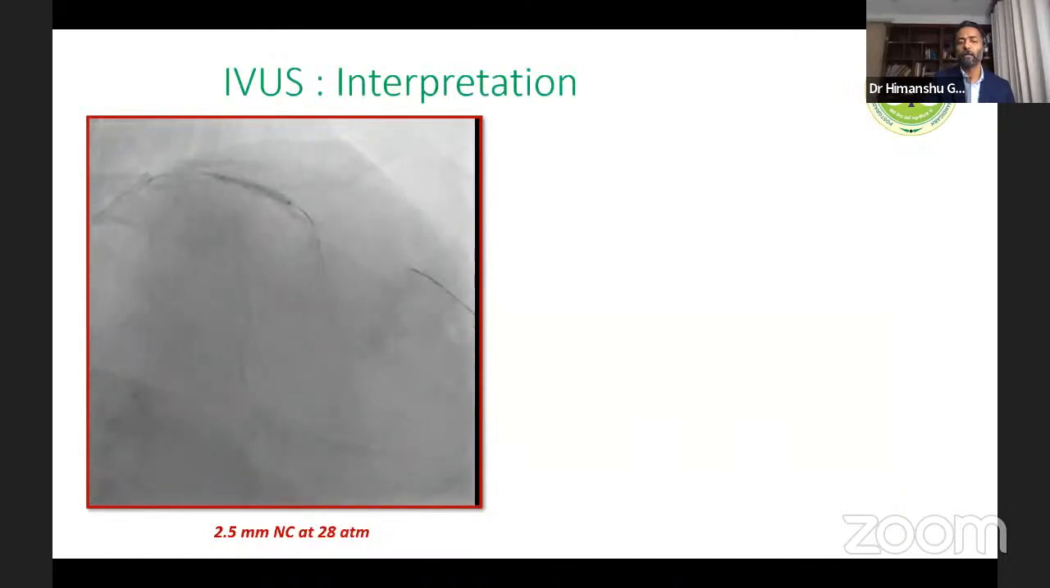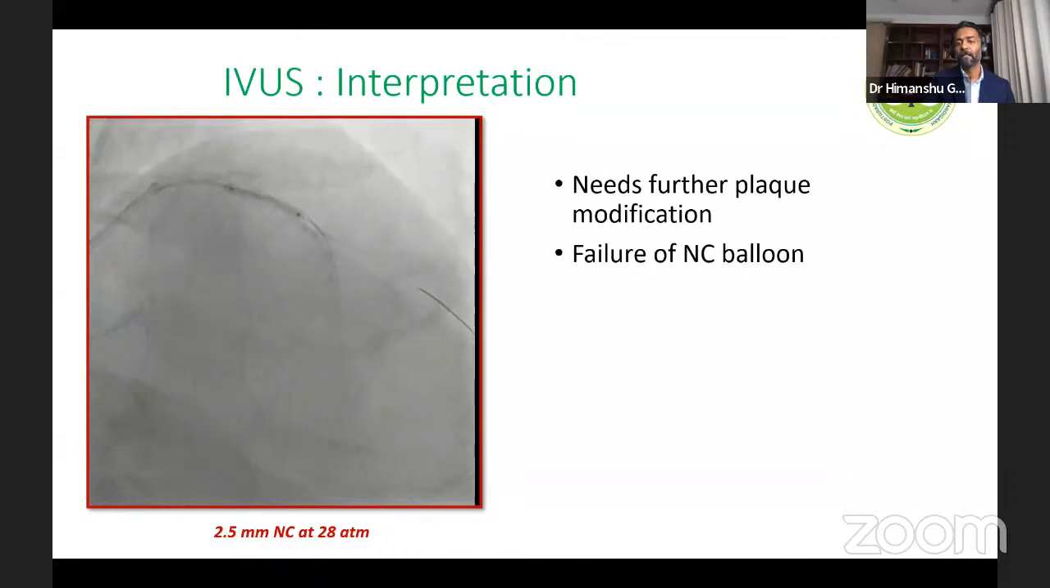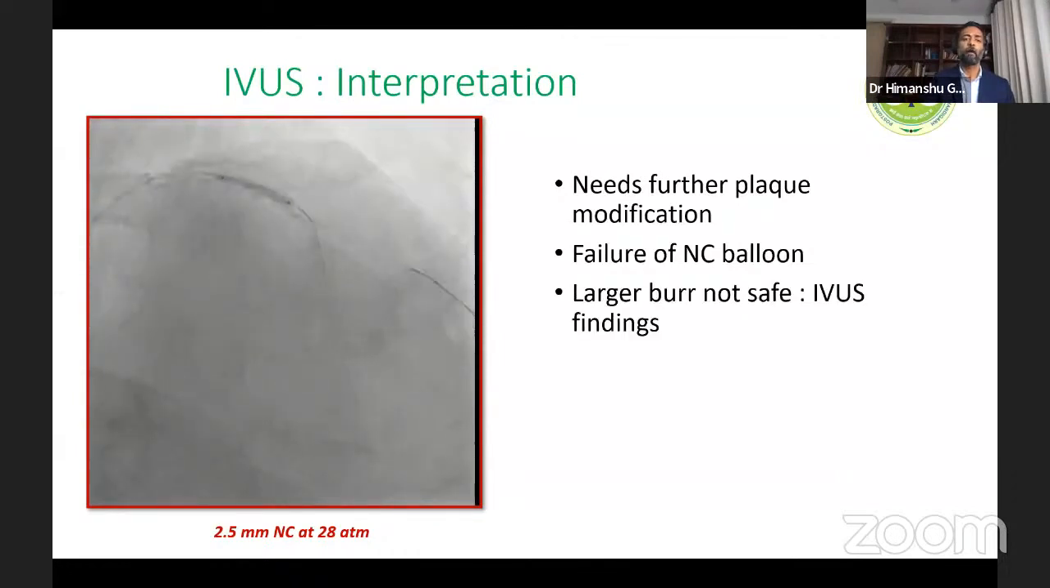So that is what we did. We took a 2.5, which is a little conservative balloon, but we went up to 28 atmospheres in the proximal LAD. And this balloon is not opening. So what should we do further? There is a failure of the NC balloon. We can probably use a large burr, but we also have to understand that this patient has an occluded right coronary artery, has an ejection fraction of 40%, and is on IABP. You've already used a 1.5 burr.